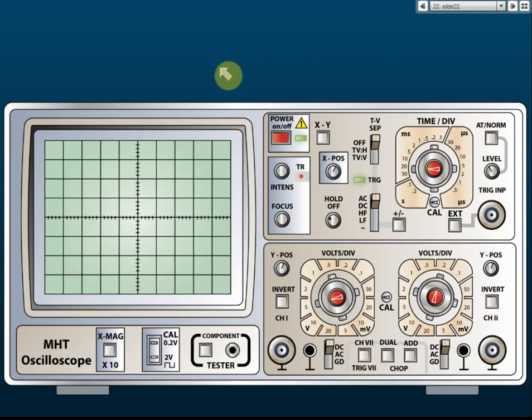Using a cathode ray oscilloscope. This is the front part of a cathode ray oscilloscope. So we have a screen here, and then there's a power switch, to switch it on and off. Then we have this intensity, to control brightness. This is to focus. Then we have X position and Y position.